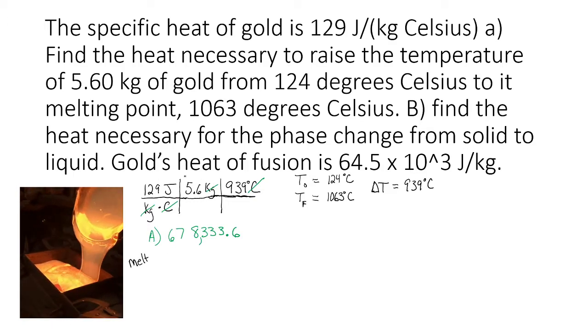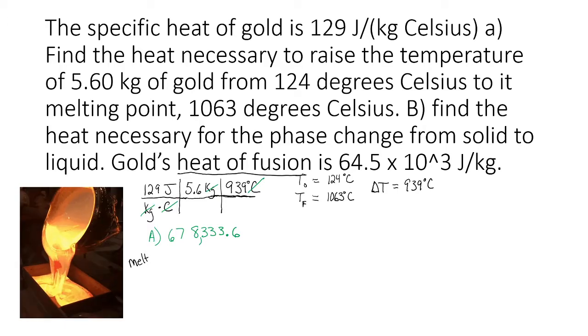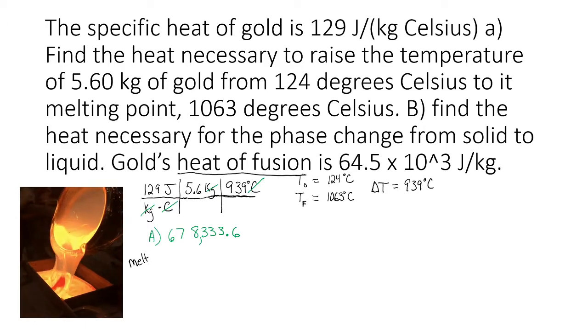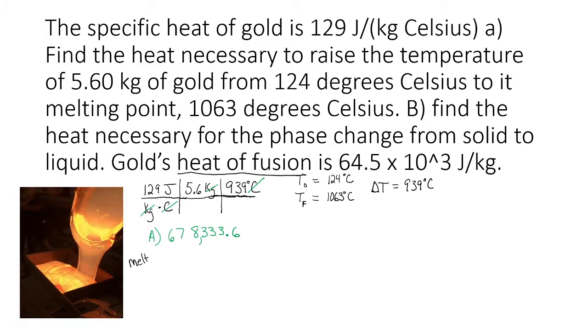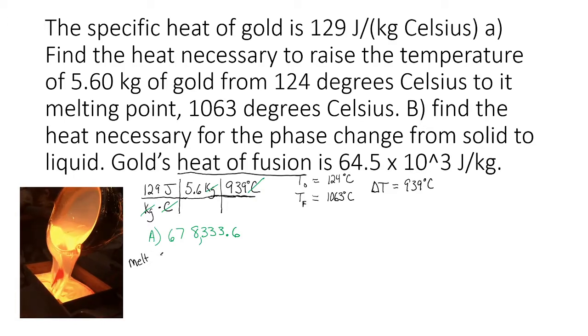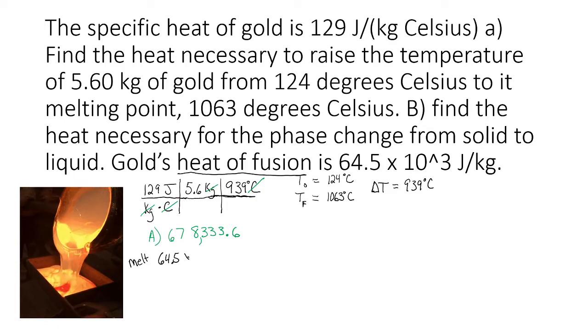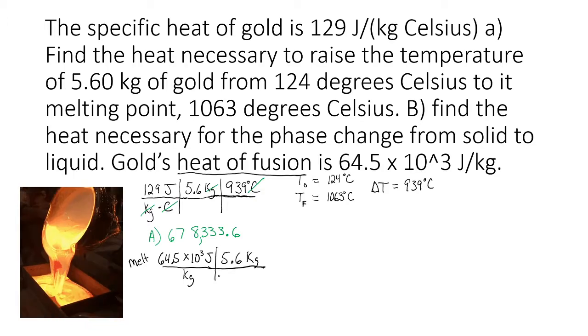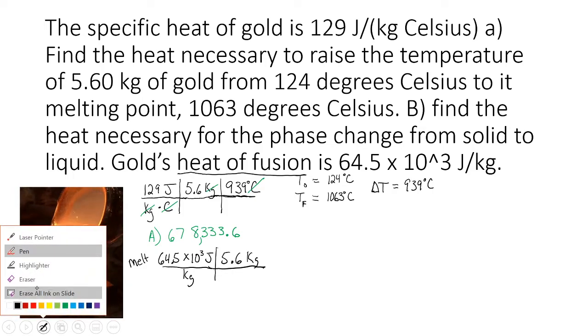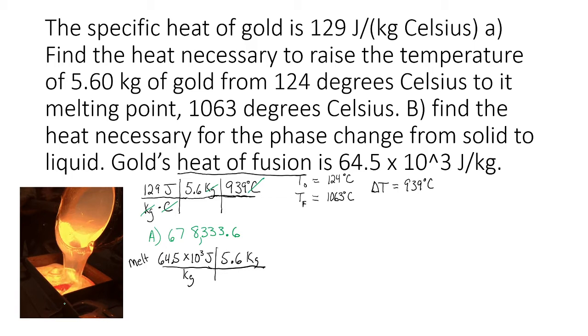Now what we'd like to do is melt the gold, go through the melting process. In order to do that, we're going to use something called the heat of fusion. That's a value that every single substance on the earth has, and it is the energy that it takes to change the state from a solid to a liquid. For gold in particular, it's 64.5 times 10 to the third joules per kilogram. Now we only have 5.6 kilograms of gold. That hasn't changed at all. But the difference you'll see here is there's no change in temperature.